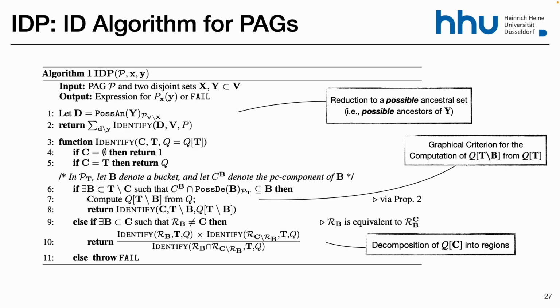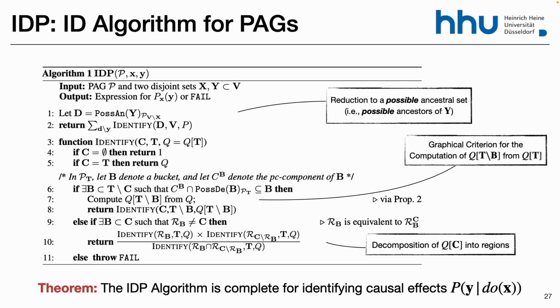Otherwise, if we don't hit line 6 for any B, then we have to decompose into 3 problems, right? We factorize the Q[C] into this fraction, which has the regions. Then we call again over and over until we either return the answer or we fail. And the algorithm is complete. And by the way, the code is available. It's available in my GitHub here, so you can download it and apply.